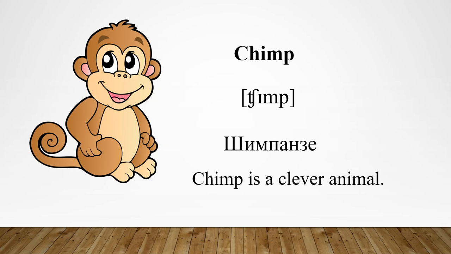What do you see there? What is it? It is a chimp. Repeat after me 3 times. Chimp, chimp, chimp. Chimp is a clever animal. Chimp дегеніміз не? Chimp дегеніміз шимпанзе.